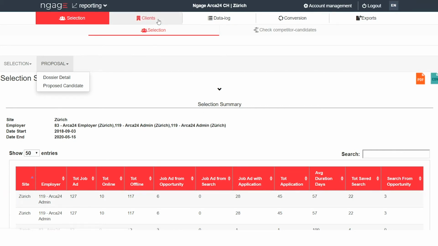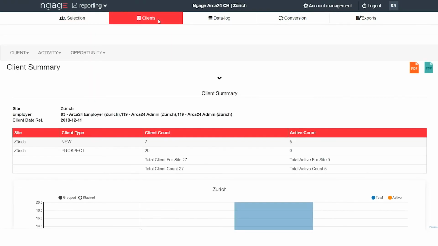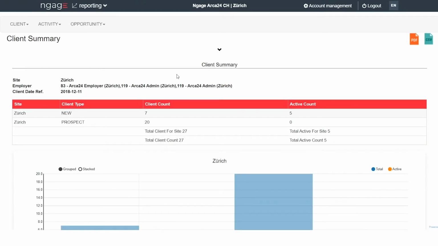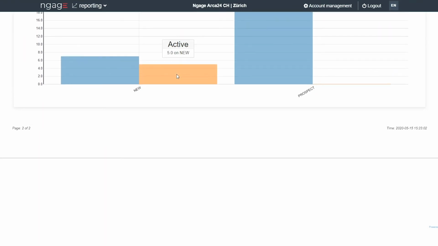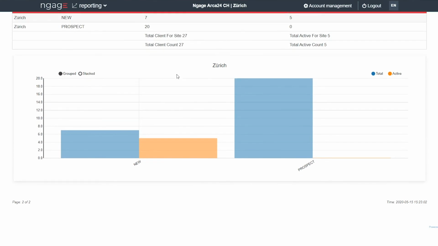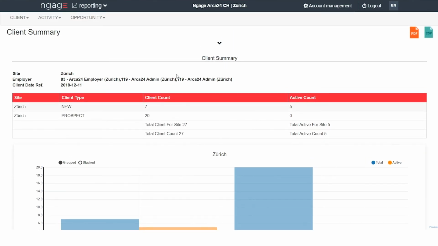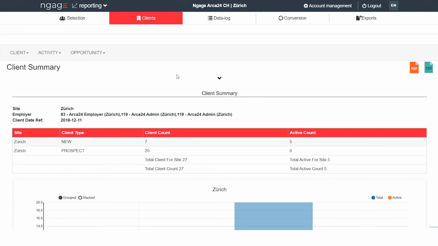As far as the commercial part is concerned, it is possible to extract all the different data on clients, activities, and opportunities, always having the possibility to cross-check data per time frame, branch, and employer.